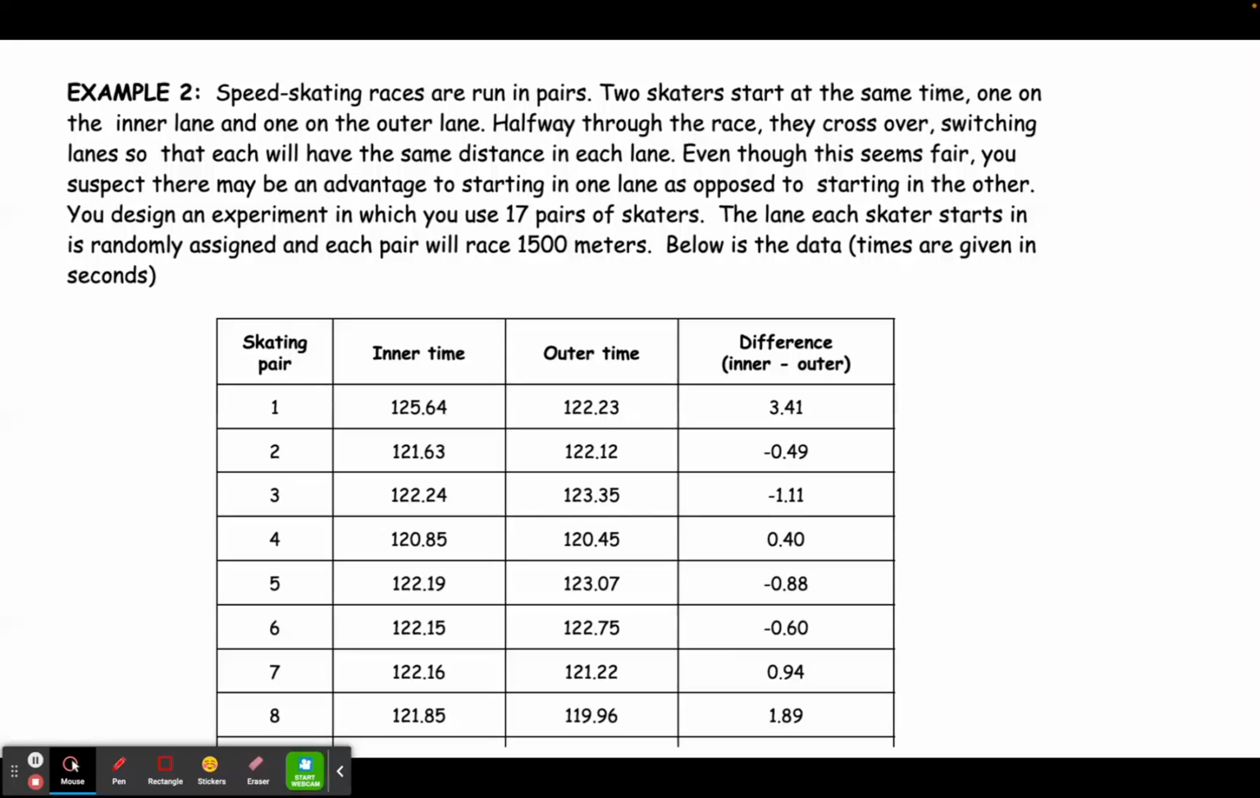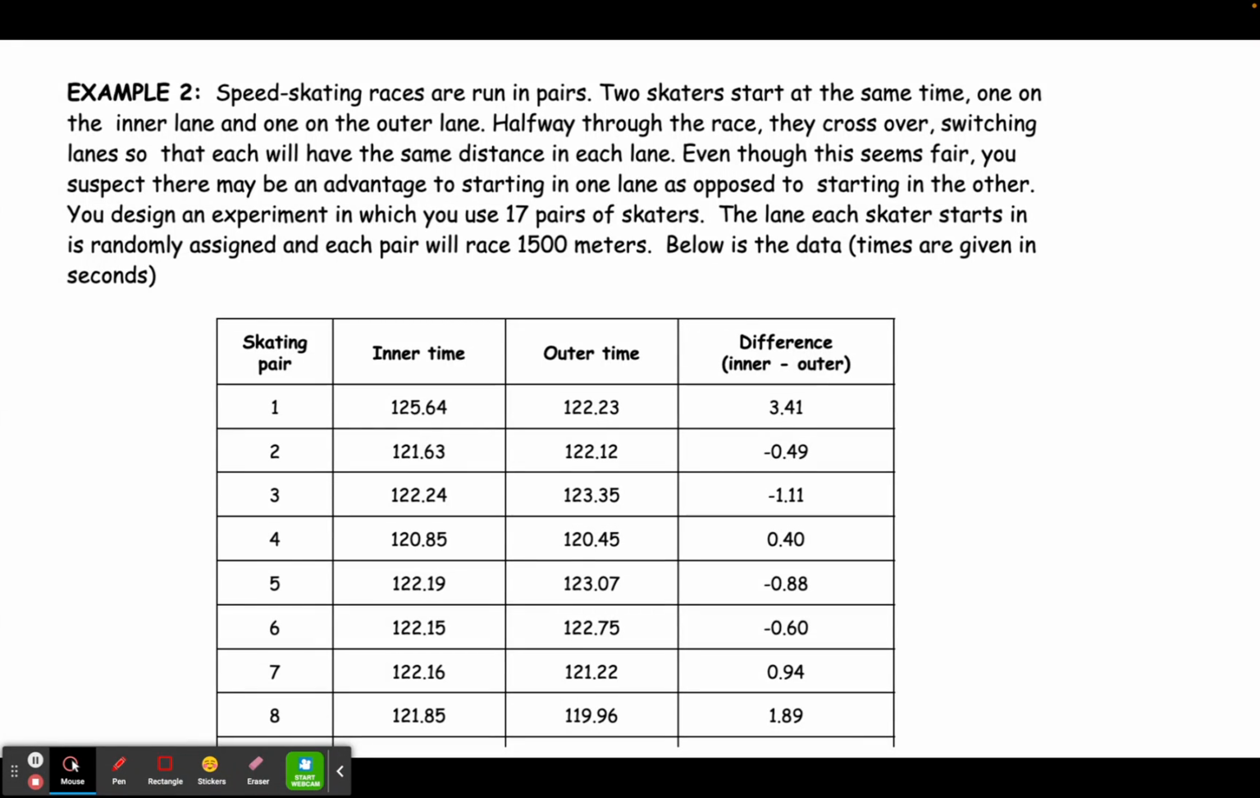So, even though this seems fair, you suspect that there may be an advantage to starting in one lane as opposed to the other. You design an experiment in which you use 17 pairs of skaters. The lane each skater starts in is randomly assigned, and each pair will race 1,500 meters. And what we've provided you with here are some data, which are the times given in seconds.